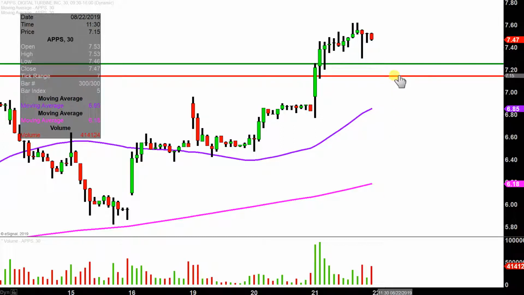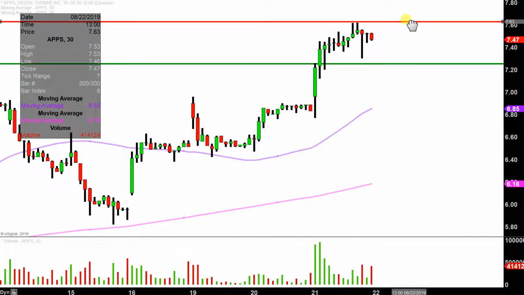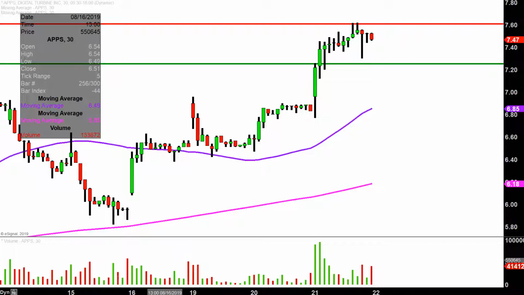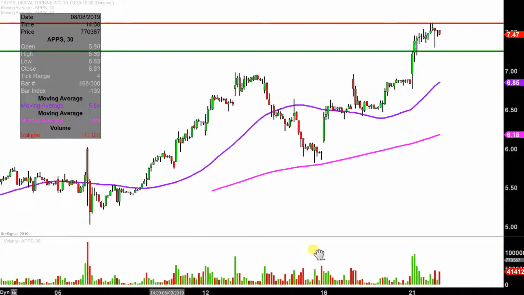First key level is just simply where the party stopped today, and that was right up there at the $7.60 mark. So $7.60 initial level of resistance.